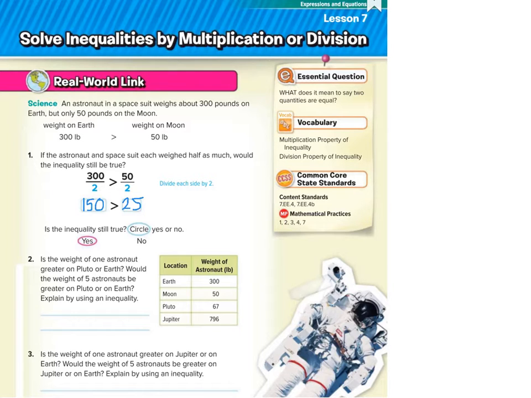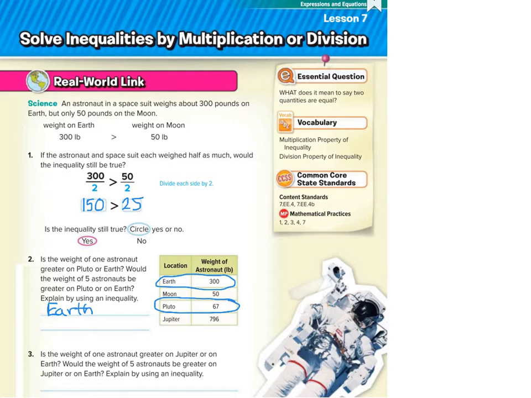Is the weight of one astronaut greater on Pluto or Earth? Would the weight of 5 astronauts be greater on Pluto or on Earth? Explain by using an inequality. So looking at the table, I see Earth is 300 pounds and Pluto is 67. So is the weight of the astronaut greater on Pluto or on Earth? So it's Earth.